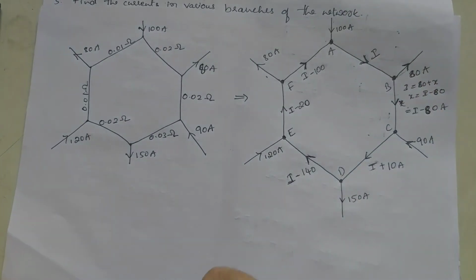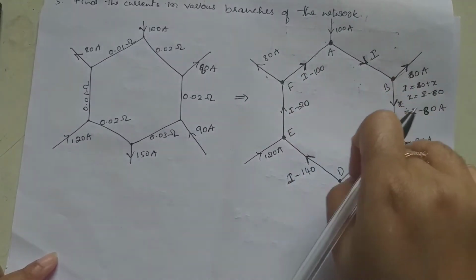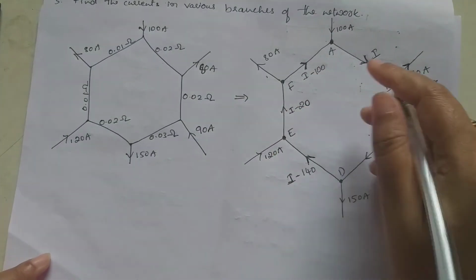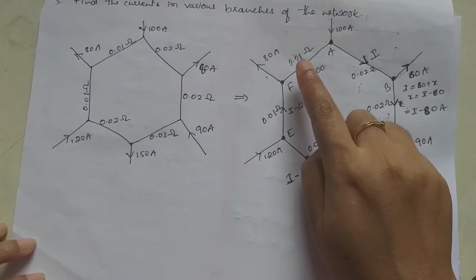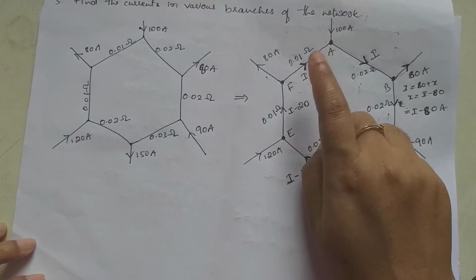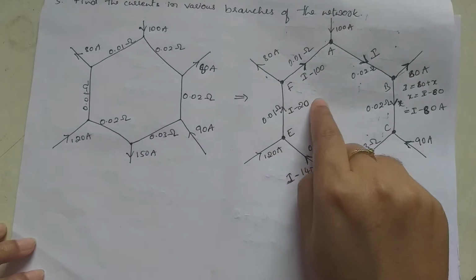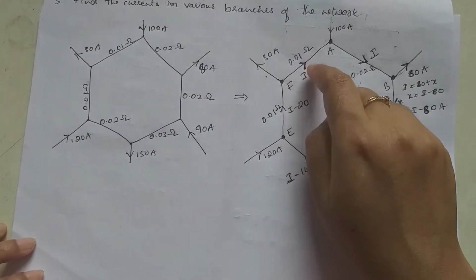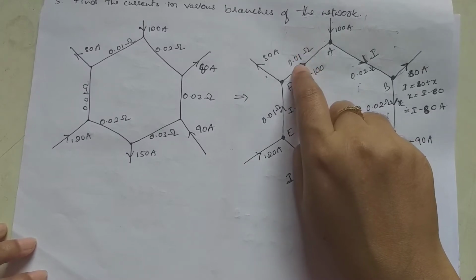Now, this is one closed circuit. Applying KVL to this circuit, the algebraic sum of EMFs and voltage drops is equal to 0. There is no EMF in the circuit, but voltage drops are there. Current into resistance gives the value of the voltage drop, correct?